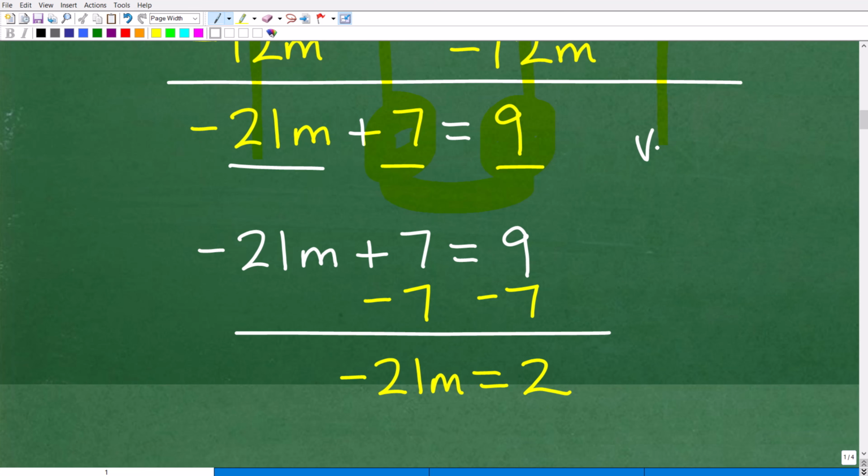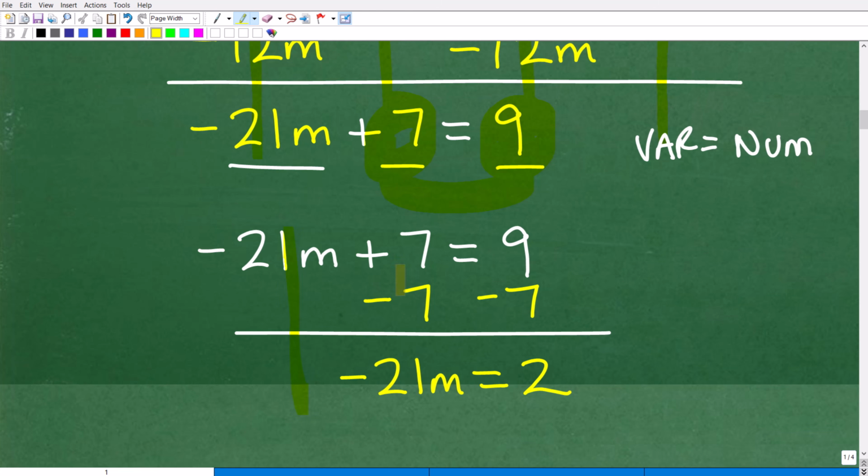Remember, we need to get all the variables to the left, which we do now have all the variable terms to the left. We have negative 21m, but we don't have all the numbers to the right yet. So let's move this 7 over to the right. So how can we do that? I have a positive 7, so if I subtract a 7, that 7 goes away, but I need to do it to both sides of the equation.